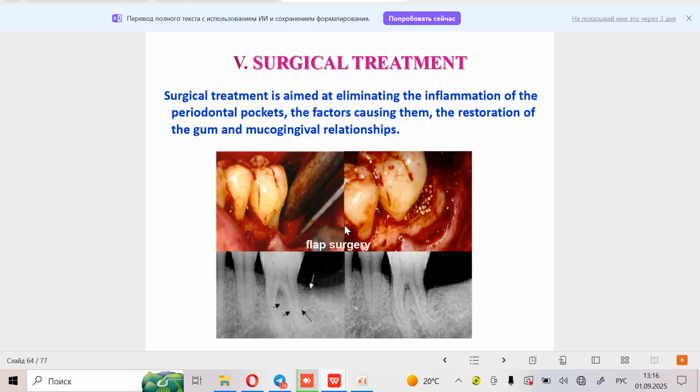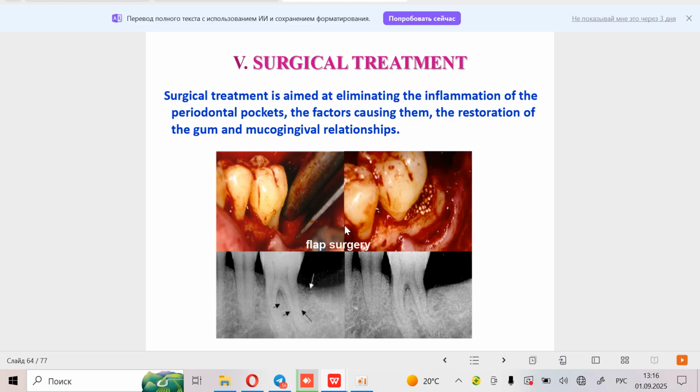The next stage is surgical treatment. Surgical treatment is aimed at eliminating the inflammation of the periodontal pockets, the factors that caused them, and the restoration of the gum and mucogingival relationships. Now, in this case, you can see the surgical treatment, flap surgery.